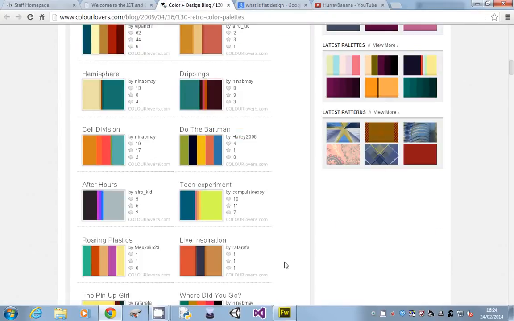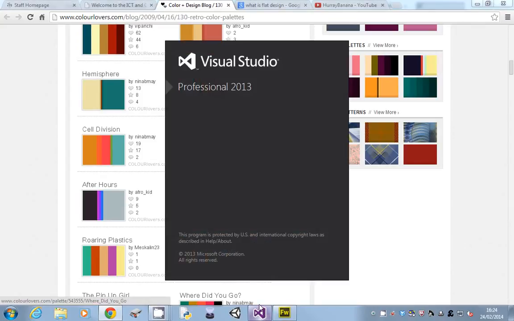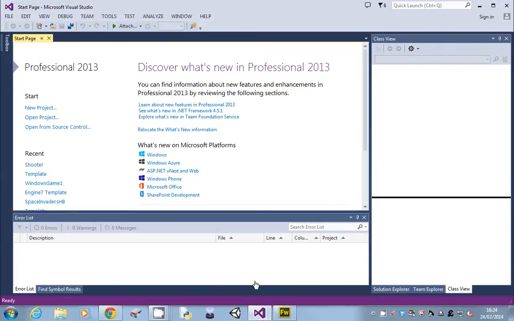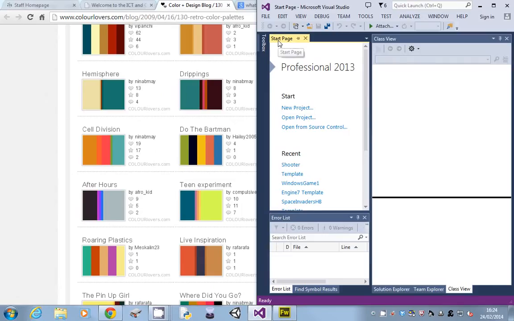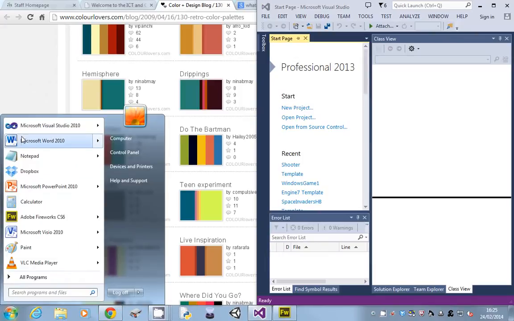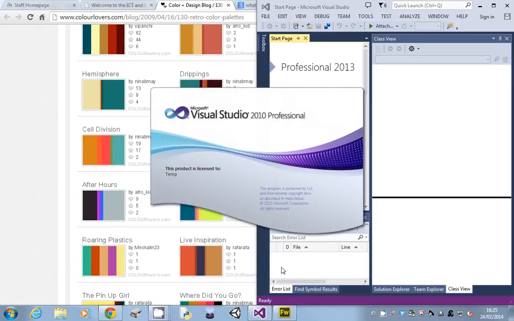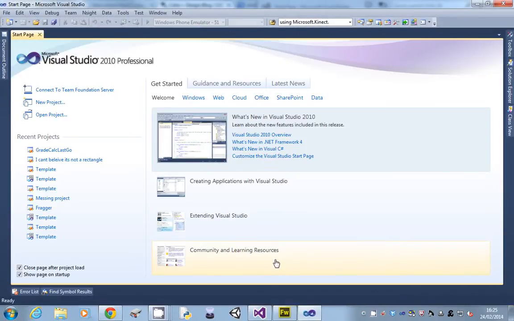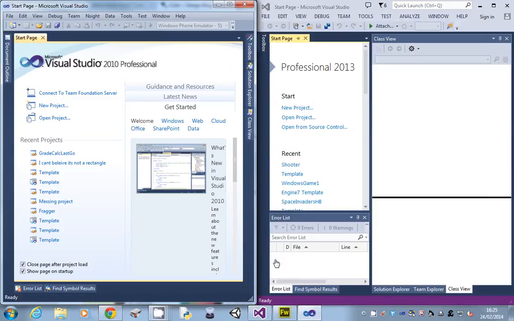Just to give you a direct example of flat design, we've got some programs at college. Visual Studio 2013, which is built for Windows 8, which uses flat design, and we've also got an older version of Visual Studio called 2010. I'm going to put these side by side. So these are essentially the same program, but they've got different graphics for the icons.